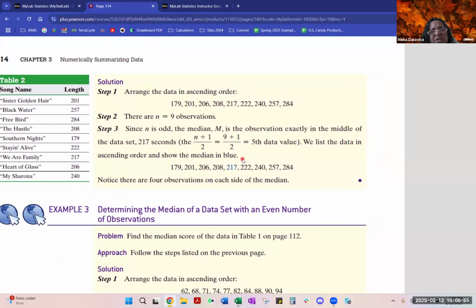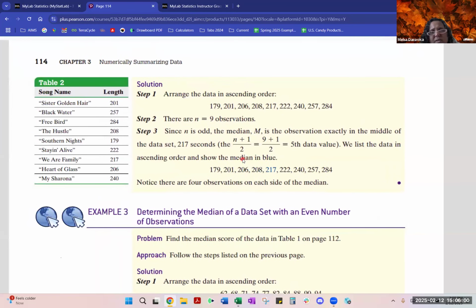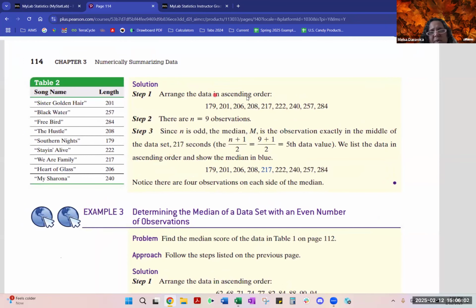Of course, we need to first arrange this. I don't know if you guys can see the table with the solution, but if you can't, let me know. You can see we start by arranging this from smallest to largest value. We have 179 seconds, and it keeps growing till we get to 284 seconds. You will notice there are 9 total observations, or 9 total songs, that we are looking at here. Using this position formula, we have 9 for the n value, so that's going to be 9 plus 1, which is 10.